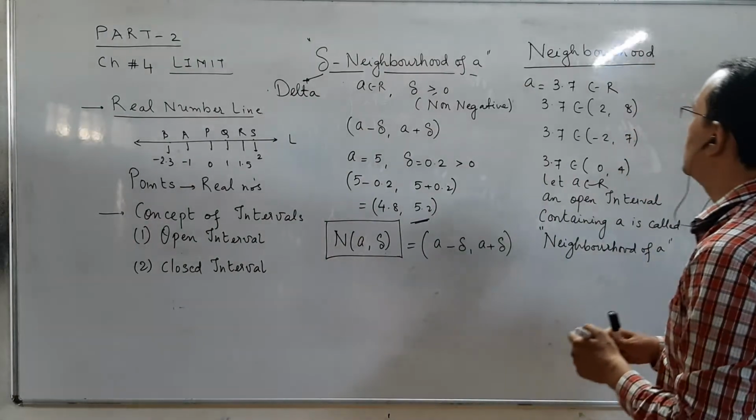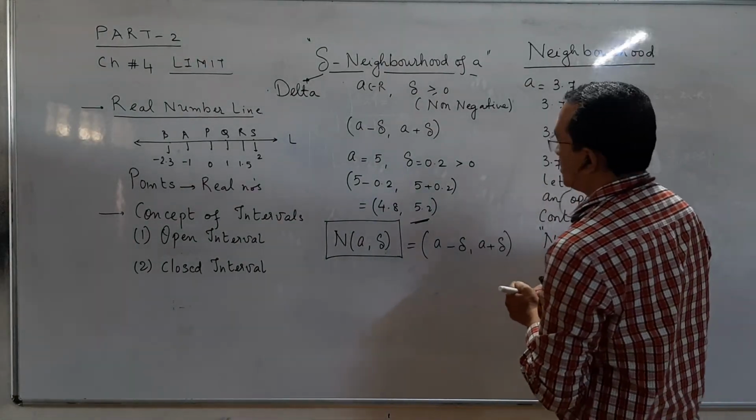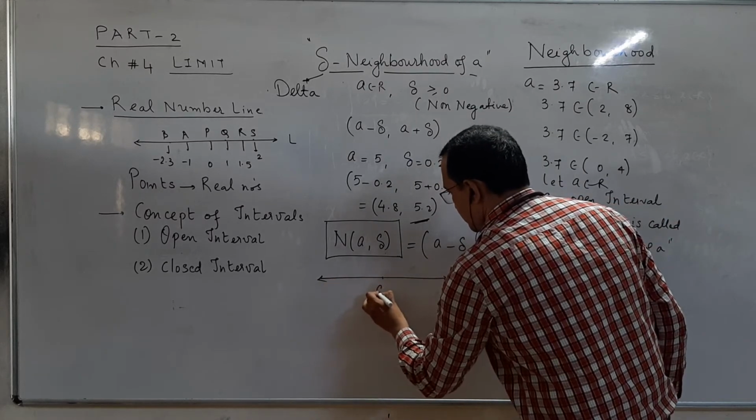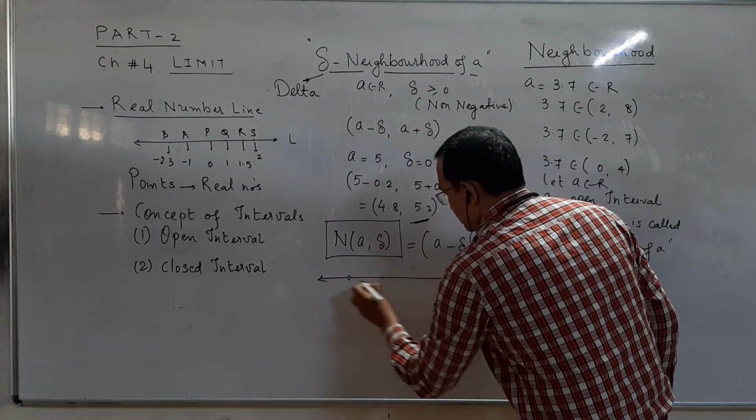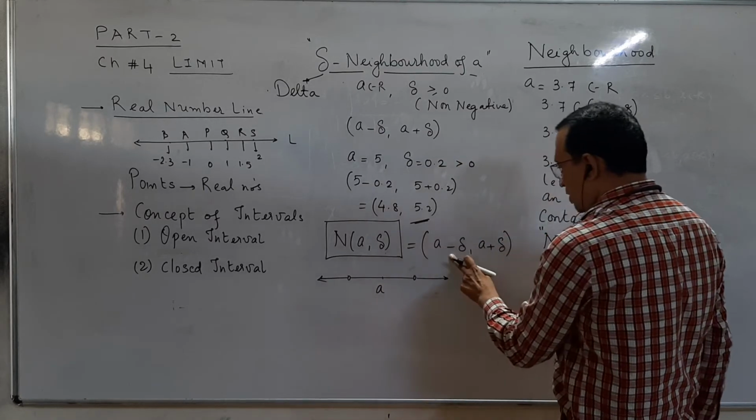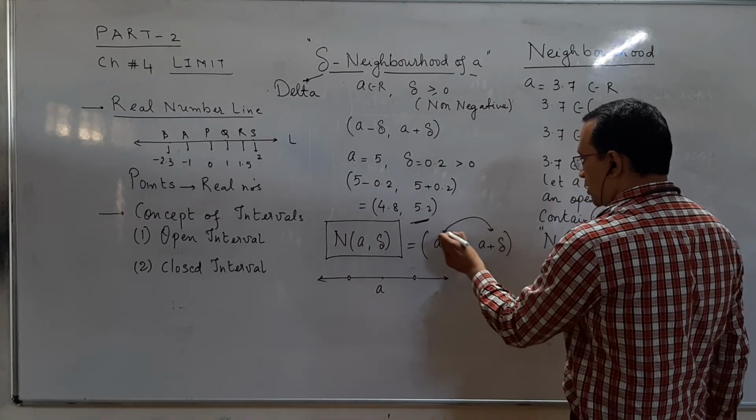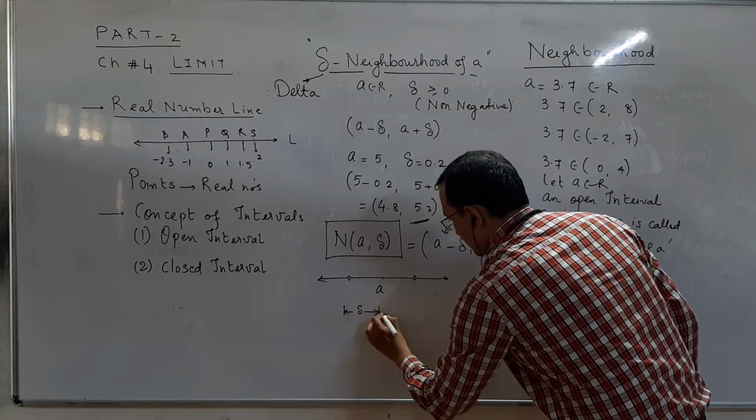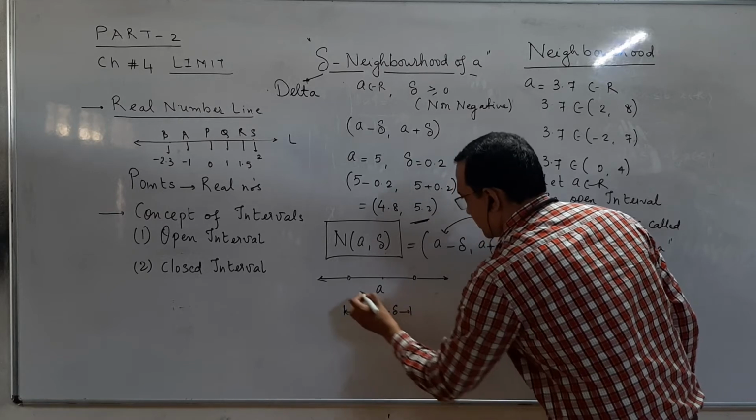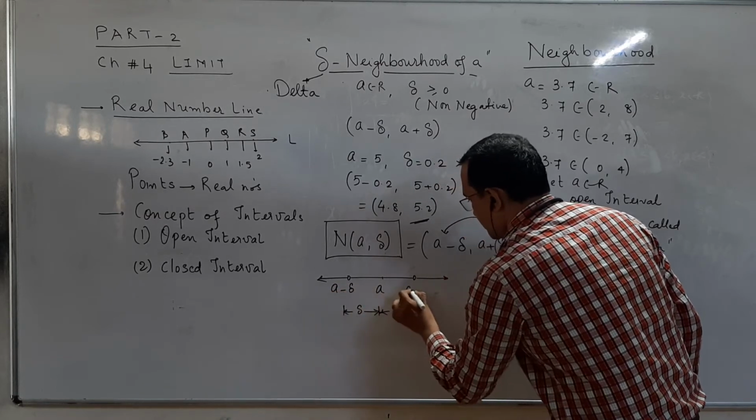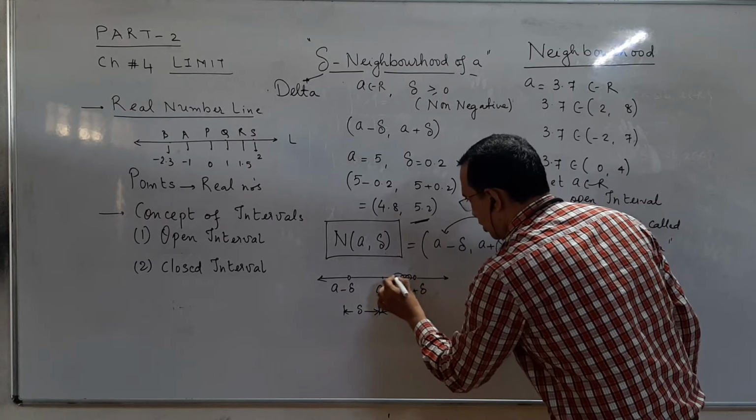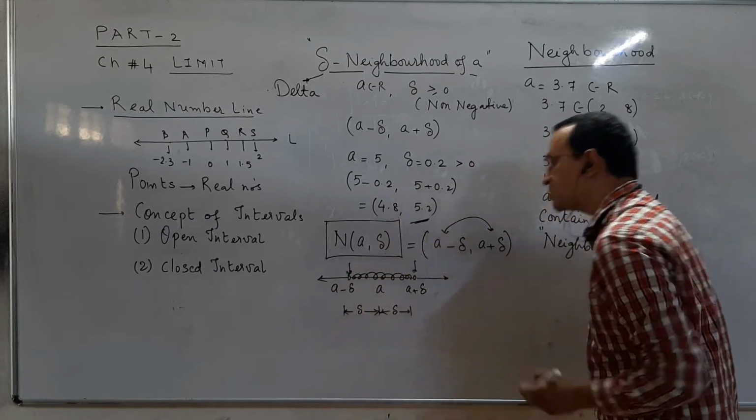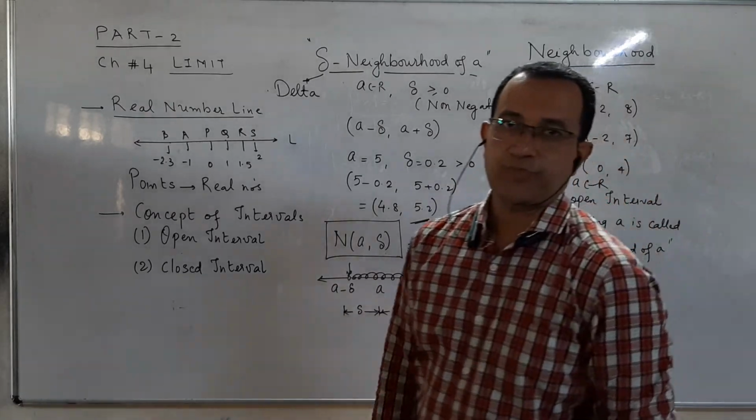If I draw a number line, students, then you can understand better. This is a number line. So this point is A. This is an open point, and this is an open point, because in an open interval, endpoints are not included. This much distance is delta, and this much distance is also delta. This point will be A minus delta, and this point will be A plus delta. All these points are included, but A minus delta is not included, and A plus delta is not included.